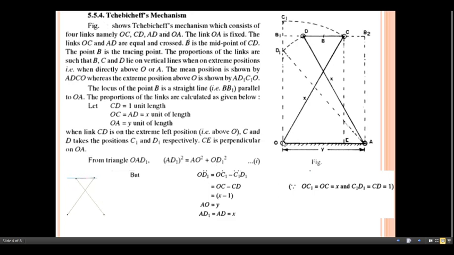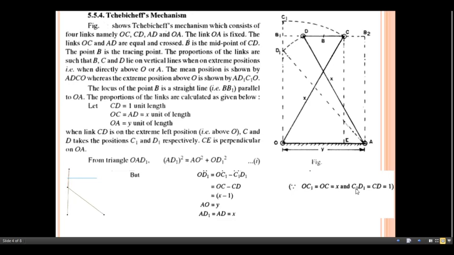So what about this OD1? OD1 is nothing but OC1 minus this CD1. Okay, so in this way we can get OD1. So what about this OC1? Here is the point O. Here is OC and OC1 is here. The same link moves in a circular way, meaning the length of OC and OC1 is the same. That's why, since OC1 equals OC, we consider it as X.